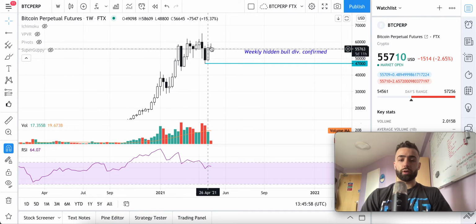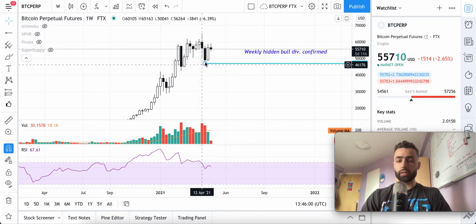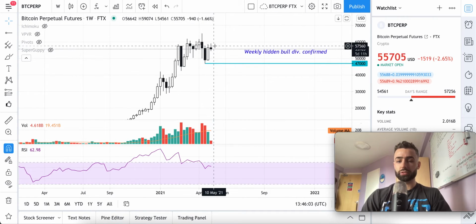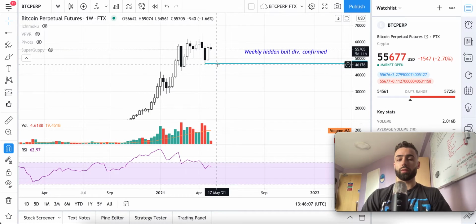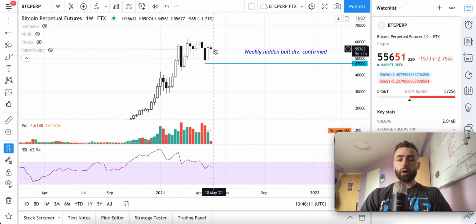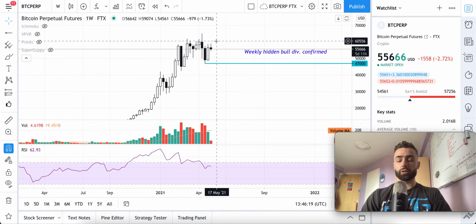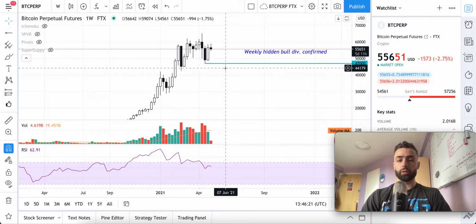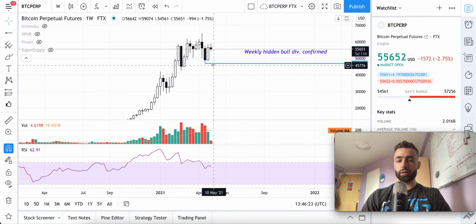For us to come down into this blue, we're going to need some sort of bearish candlestick this week, and then subsequently trade down below that in the next week, which is possible. Or what we could also see is we come up this week, and then the next week or so, we form a bearish candlestick, and then we come down and go below this low. That would be the bearish scenario.